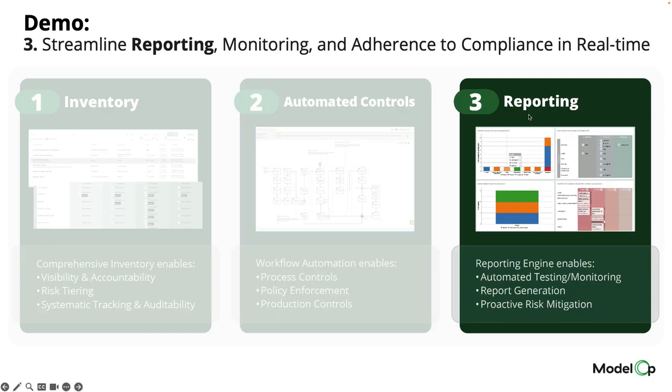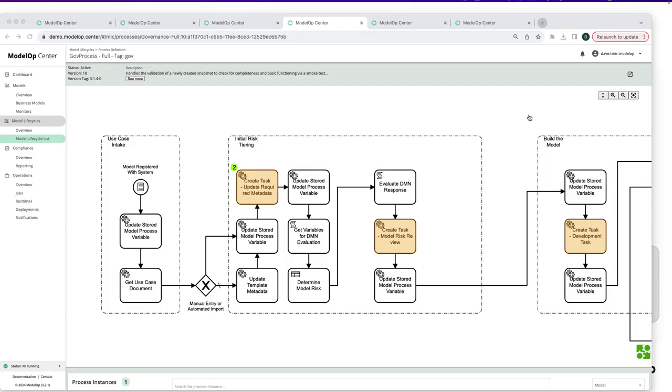If we go into the third area, reporting. As part of governance, one of the biggest challenges that our customers face before ModelOp is that they need to ensure that there's robust testing of their AI system, that there's the appropriate independent reviews, documentation, and then ongoing adherence to the various thresholds that have been set from a model risk perspective. ModelOp Center provides a very powerful reporting engine that allows for automated testing, documentation generation, and ongoing monitoring against those thresholds with the proactive risk mitigation as part of it. Let's take a look at that.